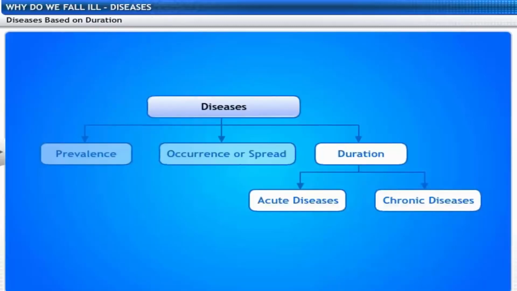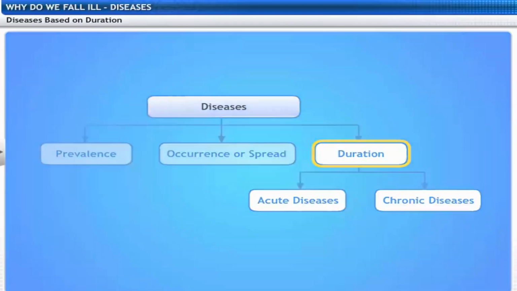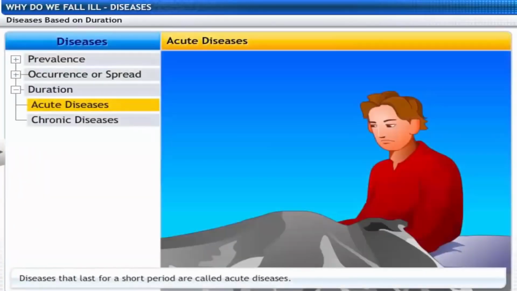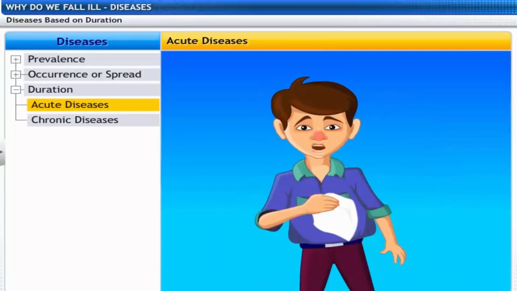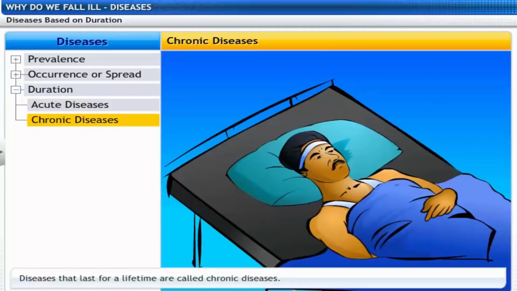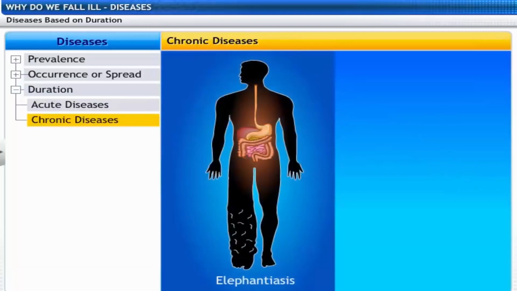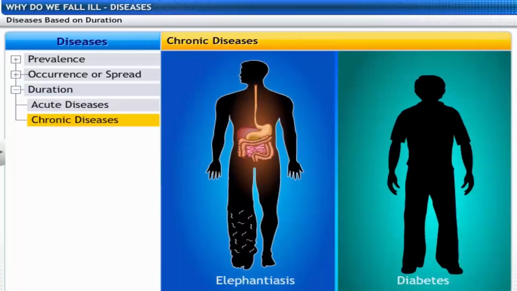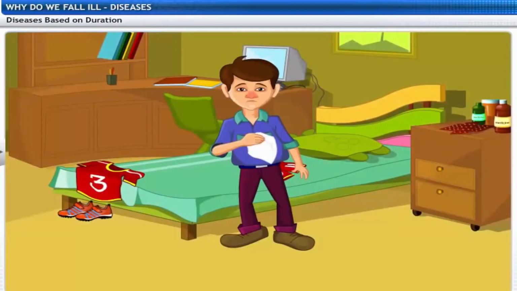Here's the classification of diseases based on duration. Diseases that last for a short period are called acute diseases. The common cold that lasts for a few days is an example. Diseases that last for a lifetime are called chronic diseases. Elephantitis and diabetes are examples. I have a bad cold too. That means I'm suffering from an acute disease now. The good thing is that it will last for only a few days.